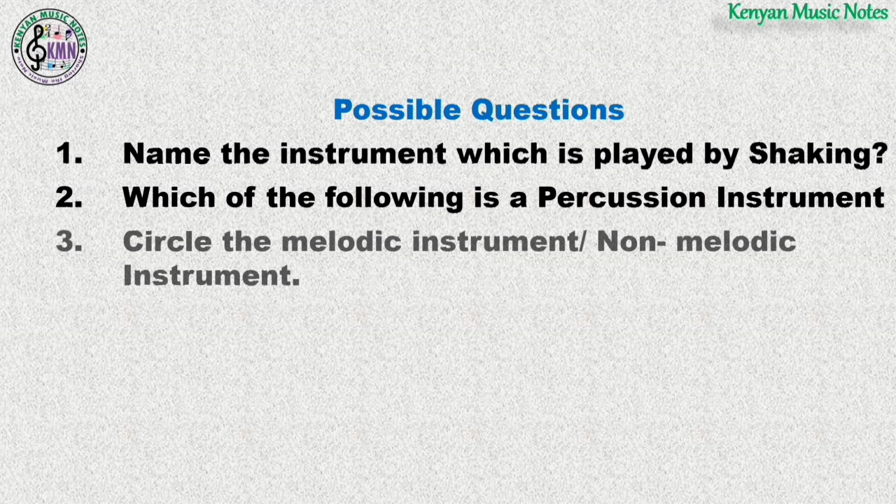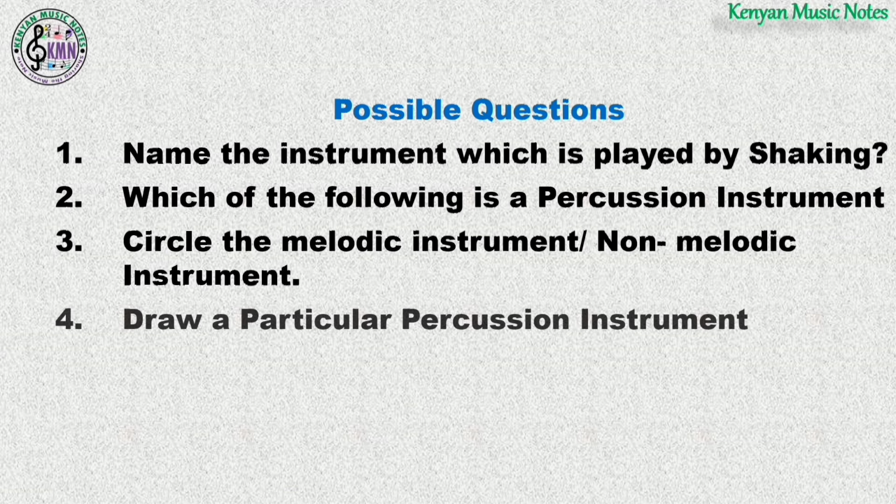We move on to the next possible question. You can be asked, circle the melodic instrument or circle the non-melodic instrument. Melodic and non-melodic instruments are put together and you are asked to circle the melodic instrument. The fourth possible question, you can be asked to draw a particular percussion instrument. You can be asked to draw a shaker, a drum, njuga, or a kayamba. So make sure you know how each instrument looks like.